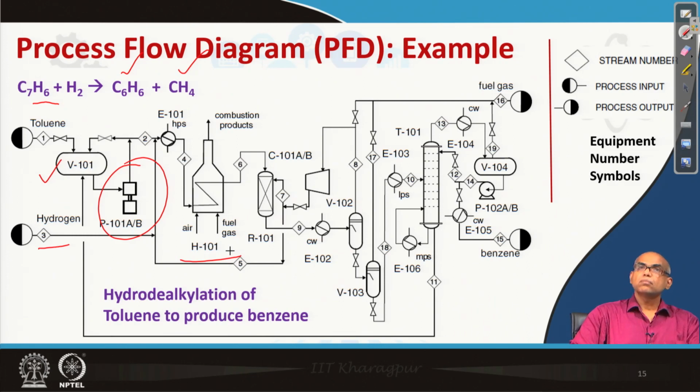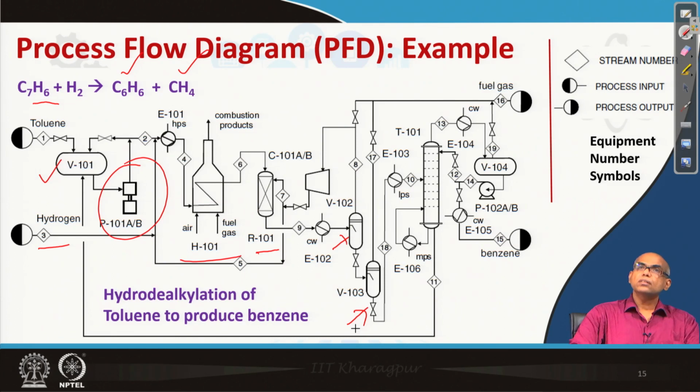The temperature may be around 600 to 700 degrees Celsius at which this reaction takes place, and then fed to the packed bed reactor represented by number R101. So, in this packed bed reactor, toluene and hydrogen react to produce benzene and methane. Now, there are two separators, V102 and V103.